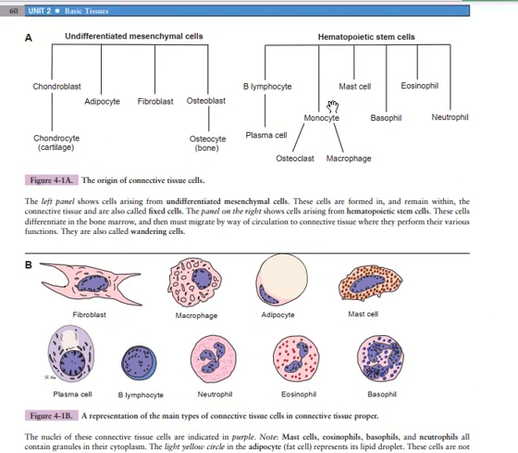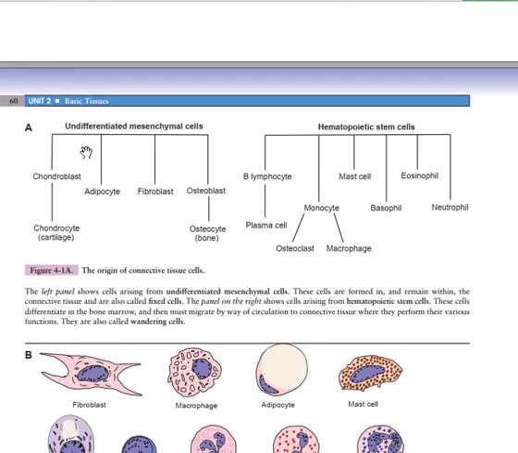Now you need to know that you have undifferentiated mesenchymal cells and you have hematopoietic cells. From undifferentiated mesenchymal cells, we have chondroblasts that are going to produce chondrocytes. We have adipocytes inside the connective tissue, fibroblasts inside connective tissue, and osteoblasts that are going to produce osteocytes.